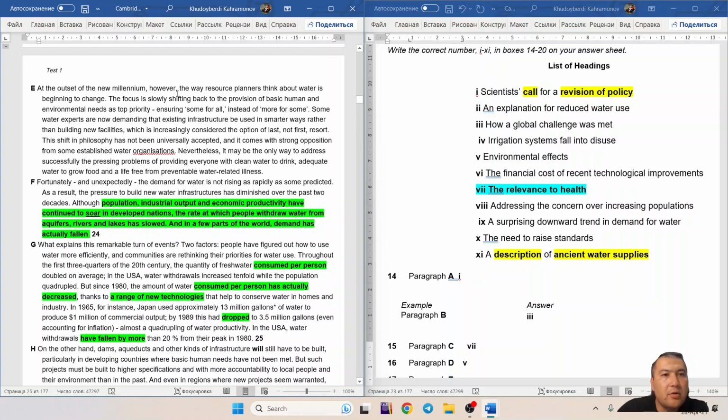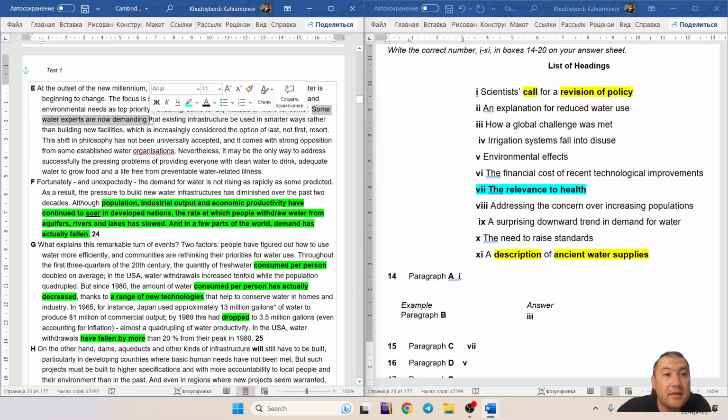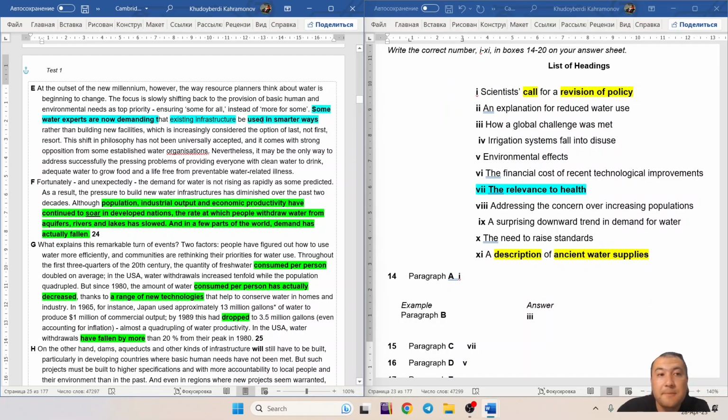So at the outset of the new millennium, however, the way resource planners think about water is beginning to change. The focus is slowly shifting back to the provision of basic human environmental needs as top priority, ensuring some for all instead of some for more. Some water experts are now demanding that existing infrastructure should be used in a smarter way, otherwise there could be some problems, rather than building new facilities, which is increasingly considered the option of last, not first.